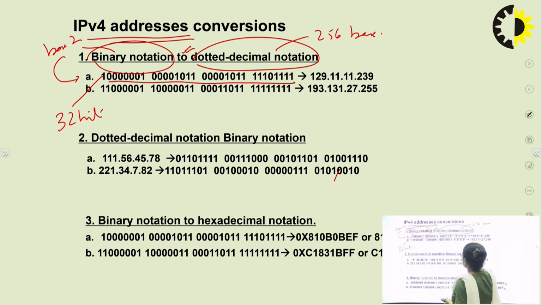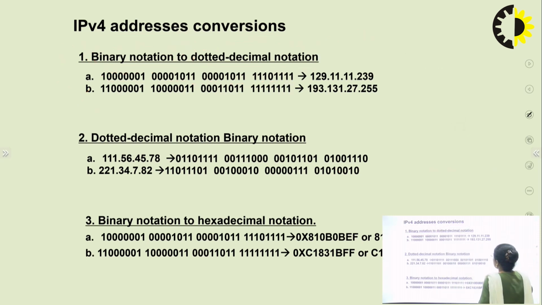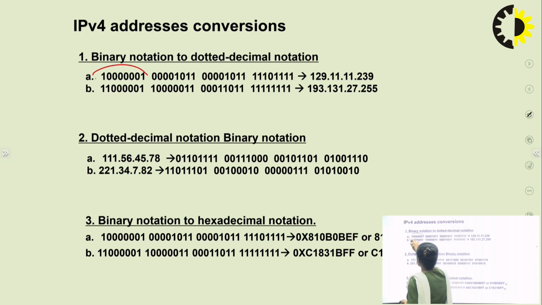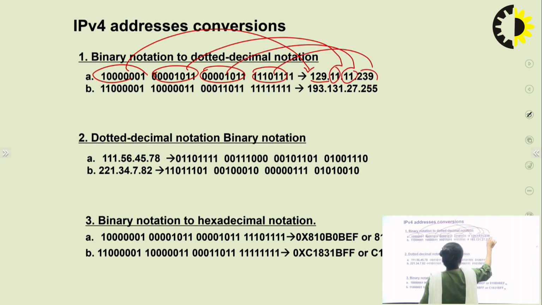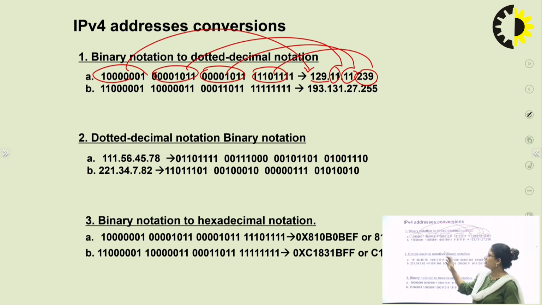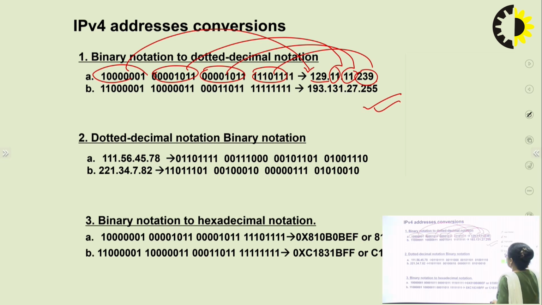Now this binary form, what we do, as I told you right now, we basically take 8 bits at a time and correspondingly find out their decimal equivalent. The decimal equivalent of 10000001 is 129. This one is 11, 11, 11, and then 239. So we are converting to the decimal equivalent 8 bits at a time, and this is called the dotted decimal representation.